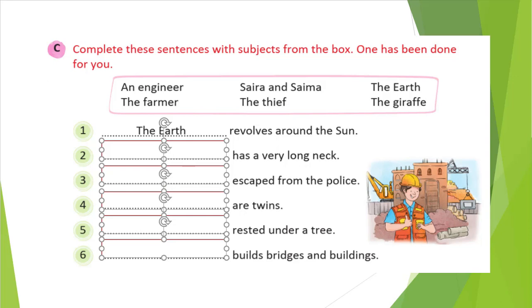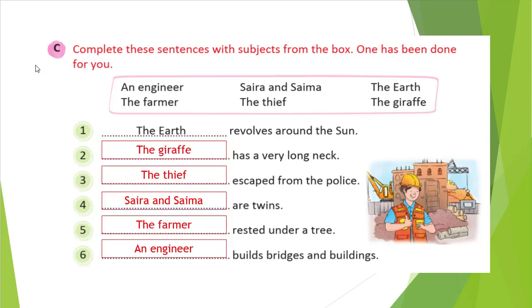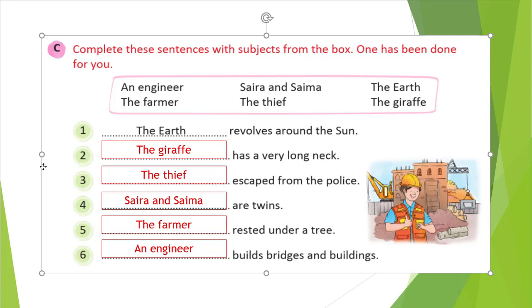I have written it for you. So let me show you. You see the first one: the earth revolves around the sun, the giraffe has a very long neck, the thief escaped from the police, Syra and Saima are twins, the farmer rested under a tree, an engineer builds bridges and buildings. You see, these are very easy, right? Do you find it difficult here? No, I don't think so.